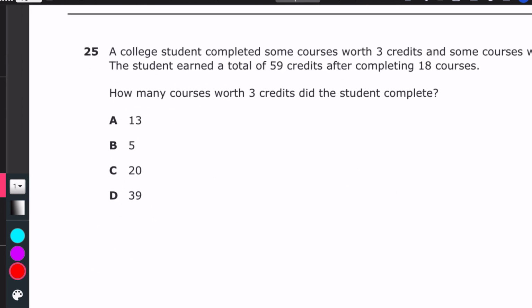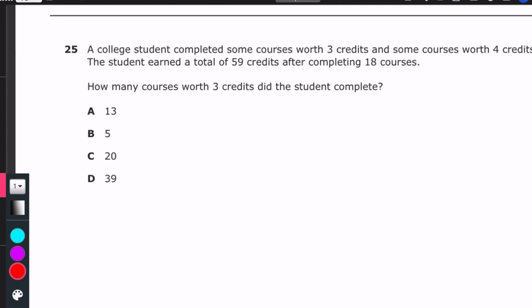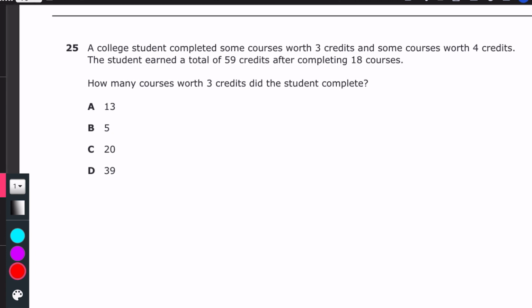Next, going into the 25th one. What do we have here? A college student completed some courses worth 3 credits and some courses worth 4 credits. The student earned a total of 59 credits after completing 18 courses. How many courses worth 3 credits did the student complete? We have to check the answer for this. Here, for 3 credits, we are taking it as x.